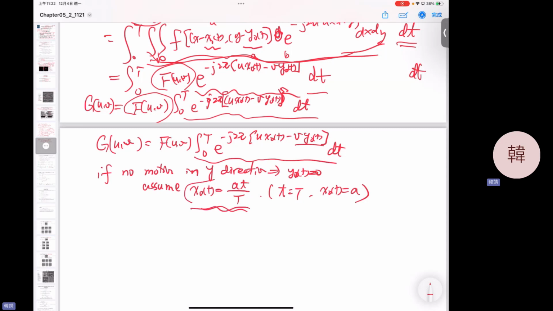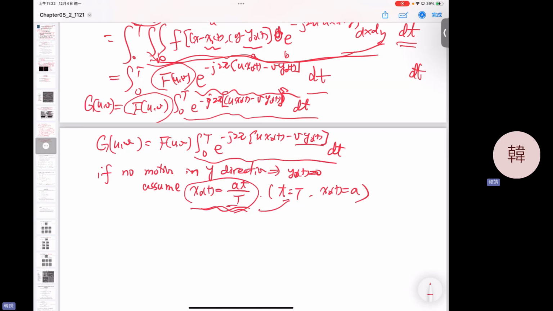So we assume x0(t) is a t divided by the exposure time. It represents when you open your camera lens with your shutter speed of T seconds, and after that, your object has moved a pixels, a distance. So that's a linear function here.